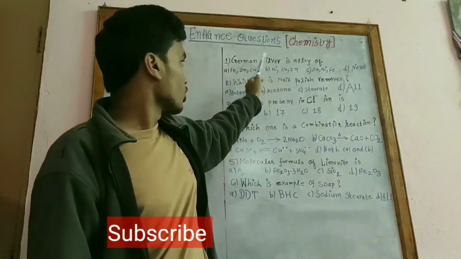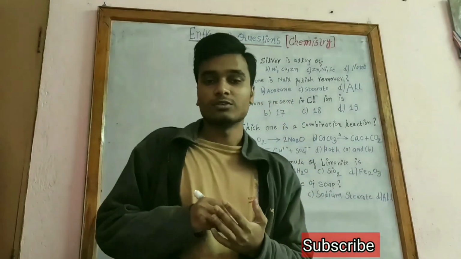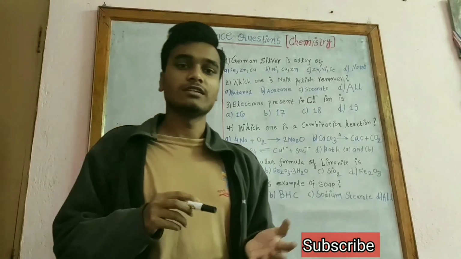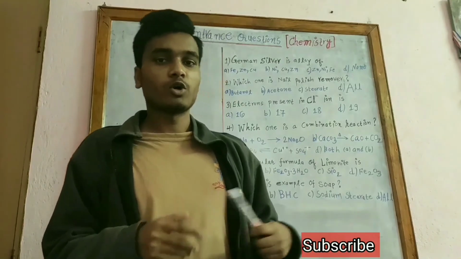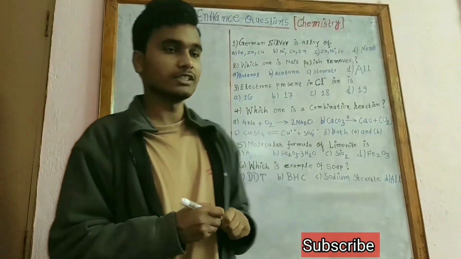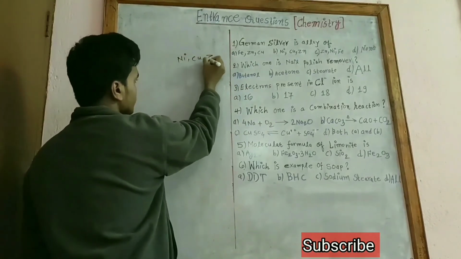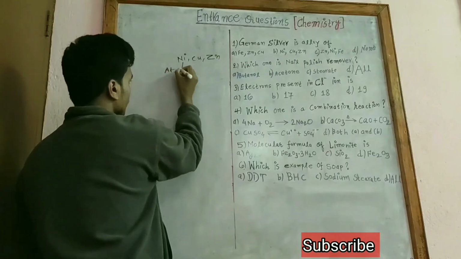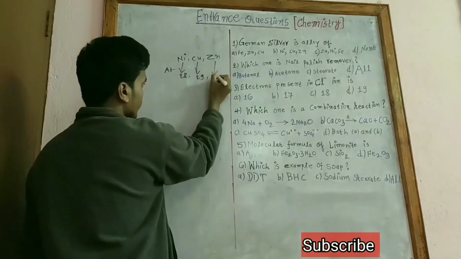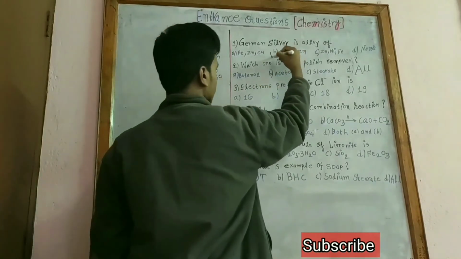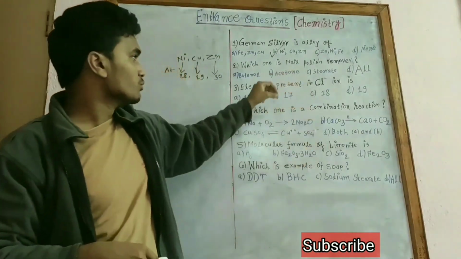What is German silver? German silver is an alloy of these. Now how to remember? German silver contains only the elements having atomic numbers 28, 29 and 30. That is nickel, copper and zinc. Now the answer is B.